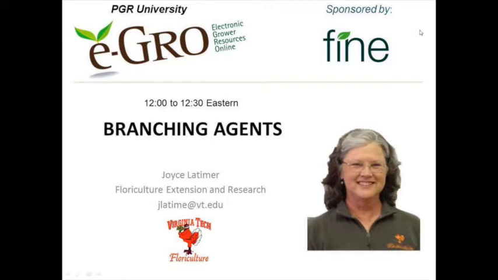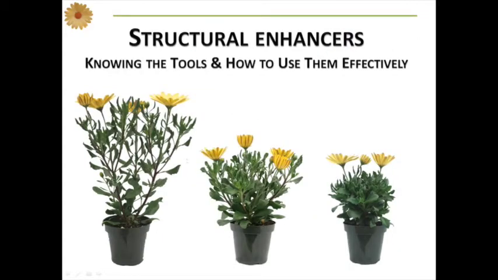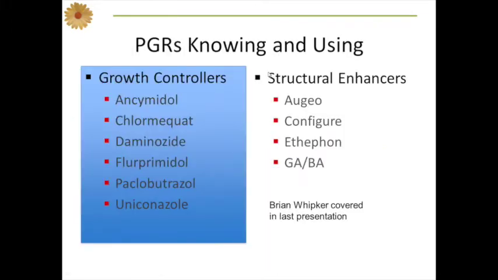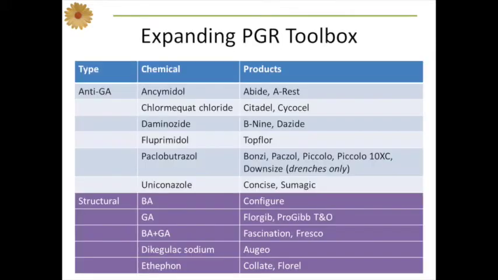Well, let me go ahead and get started. I'm going to talk about branching agents, and basically we're still talking about the PGR tools, and trying to give you the information on how to use those effectively. As Brian said, he covered the growth controllers, and I'm going to cover what we call the structural enhancers, those that actually affect the architecture of the plant. We're talking about the products here at the bottom. You can see the different trade names, and we have quite a few that we're going to try to cover in the next 20 minutes.